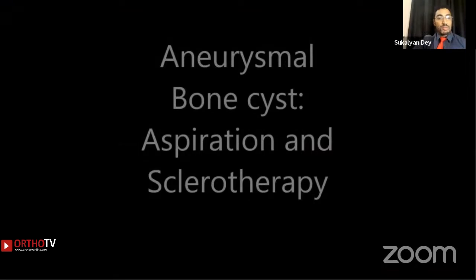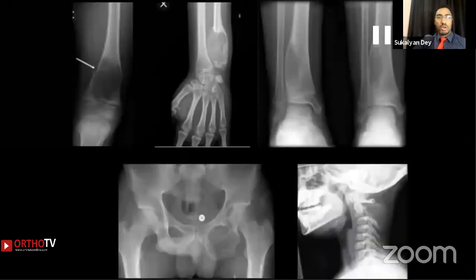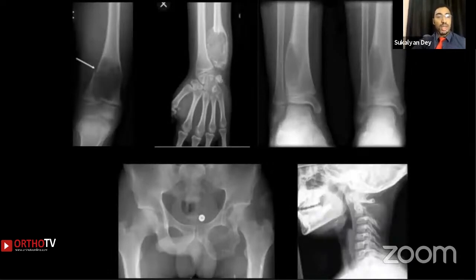Aneurysmal bone cyst is a benign, non-neoplastic, reactive bone lesion that is locally destructive. It occurs mostly in an immature skeleton, and it is ubiquitous in the sense that it occurs in the metaphyseal region of most of the bones, long bones, bones of the hands and feet, and also in the axial skeleton.